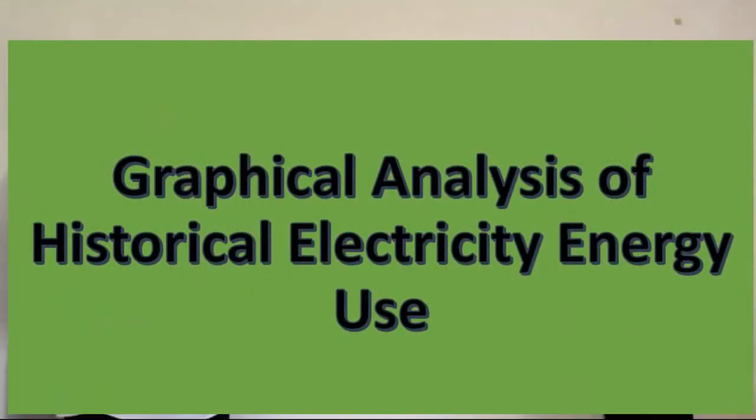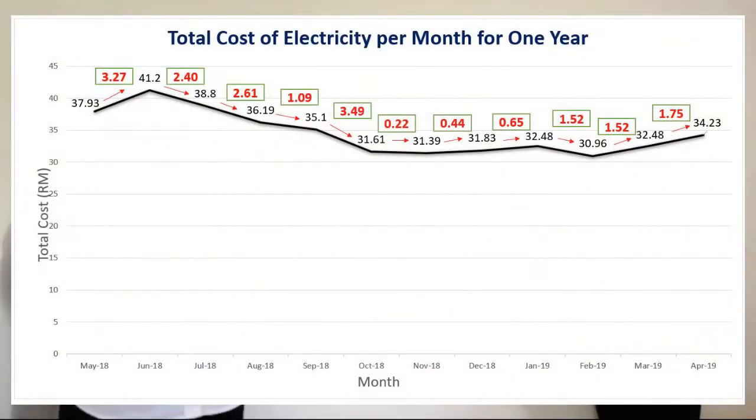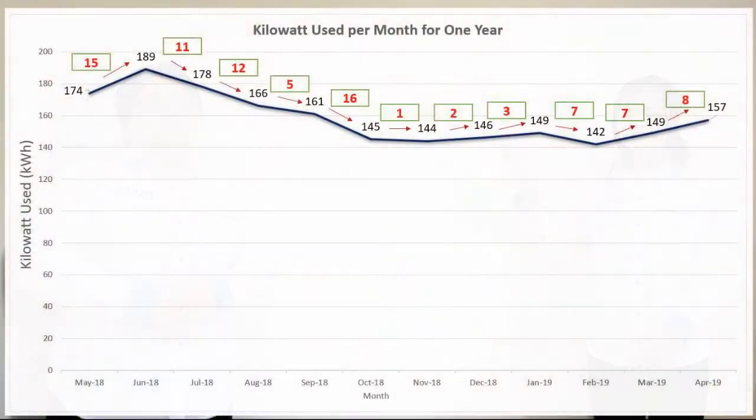Today we are going to talk about graphical analysis of historical electricity energy use. Graph 1 shows the relationship between months and the total cost of electricity for 1 month. We have collected the data about the historical electricity use from the respondent that we chose. Therefore, we will analyze the data from two perspectives, which are electricity cost and kilowatt every month. The data is collected from May of 2018 to April of 2019, which is a period of 1 year.